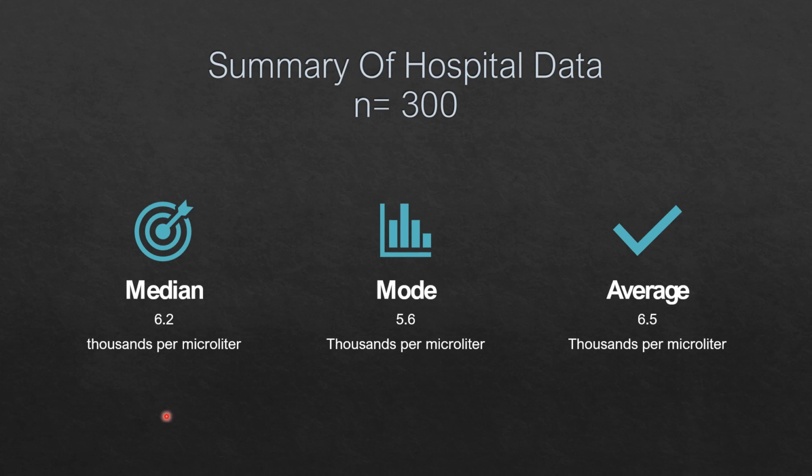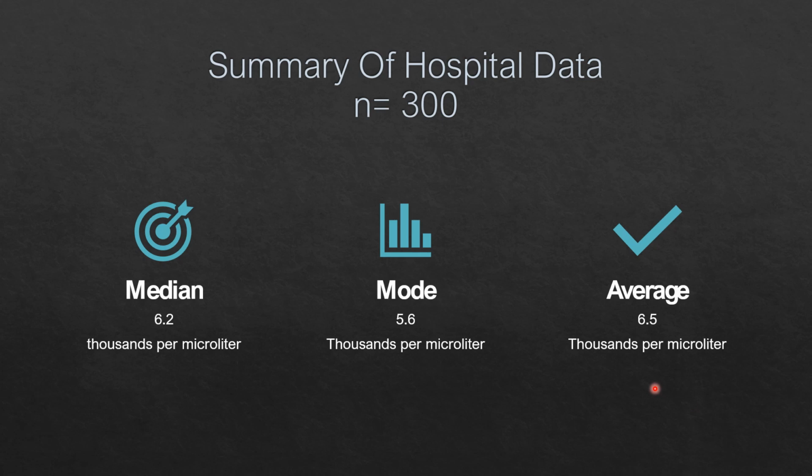Now first we're going to talk about the median. The median is the middle of the data that we have listed from least to greatest. 6.2 thousandths per microliter was our middle point between all of our data points. Next, mode. Taking a look at our data even closer, we were able to see that 5.6 thousandths per microliter was actually our most common white blood cell count.